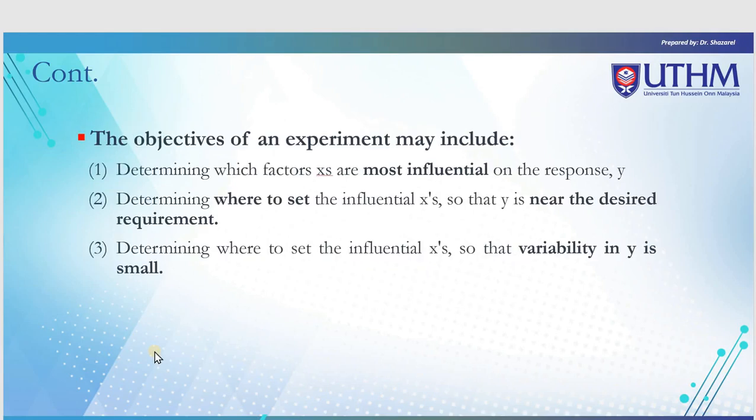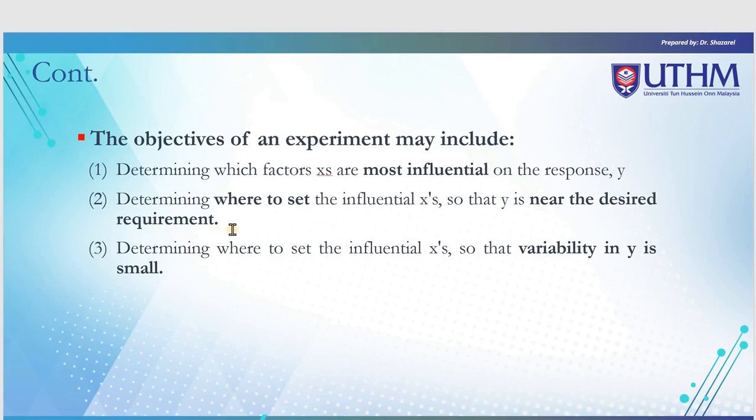This is just a continuation of the importance, or the objective, of DOE. From the two examples previously, we can see that there can be several factors, and also we can have only one factor. From that, we can determine which factor is most influential. It means that if we have several factors, we can determine which one is the most influential on the response, which is the Y. Which one gives the most impact or effect to the Y.